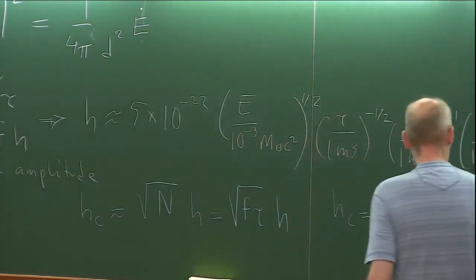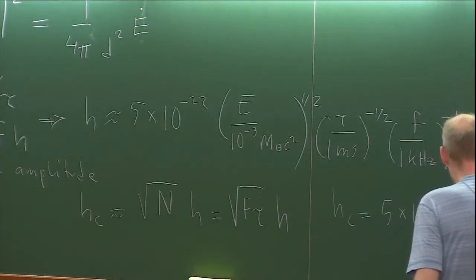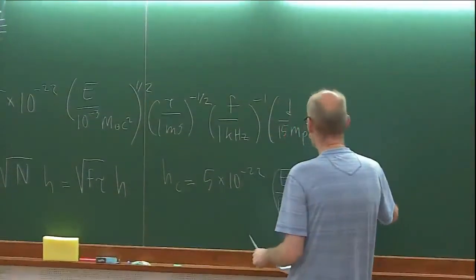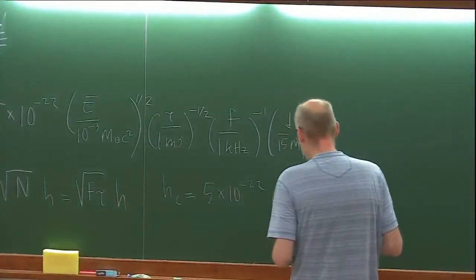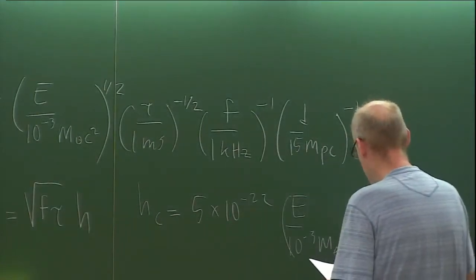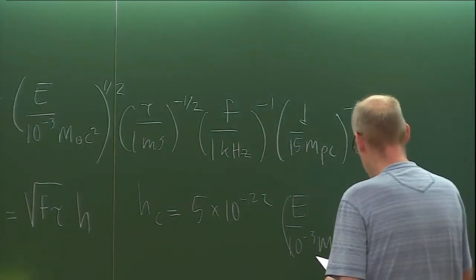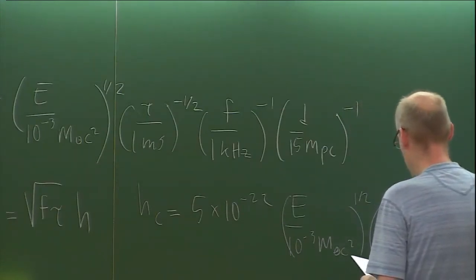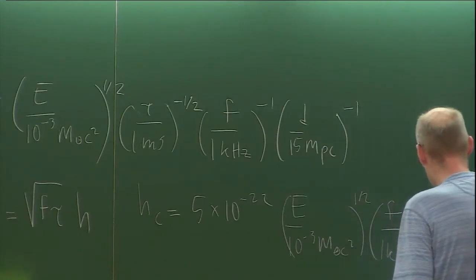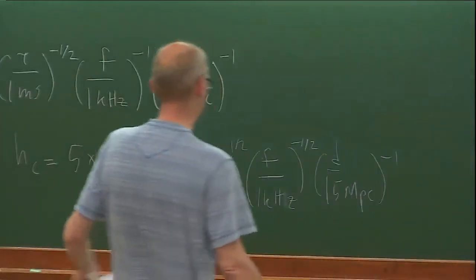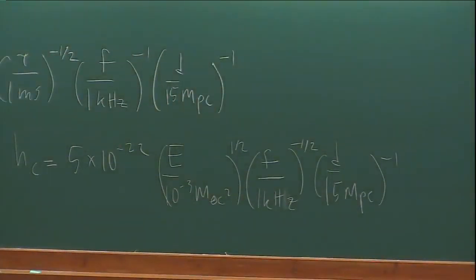The energy, 10 to the minus 3, square rooted, and the frequency, which I get left, so it's sloppy, to the 1/2, and the distance, of course, you can't get rid of. Now that got very sloppy because I had to put them down. So this is the final result I want.